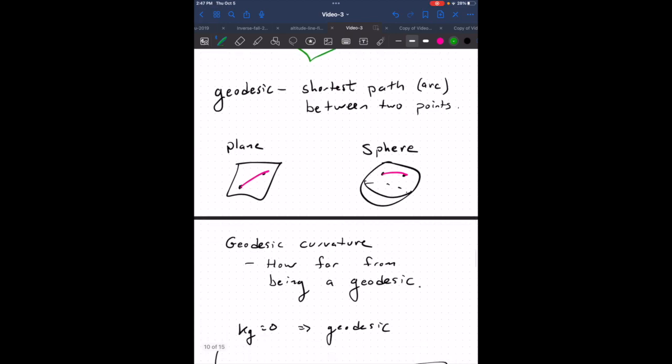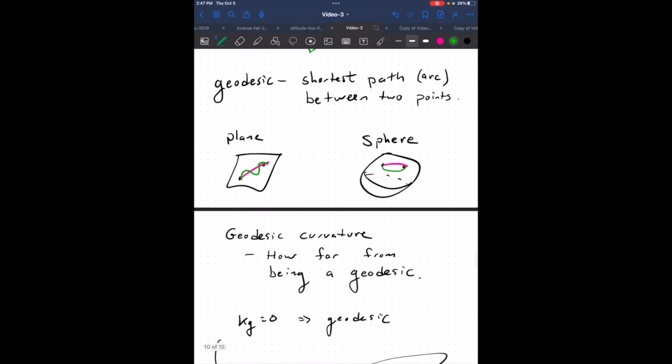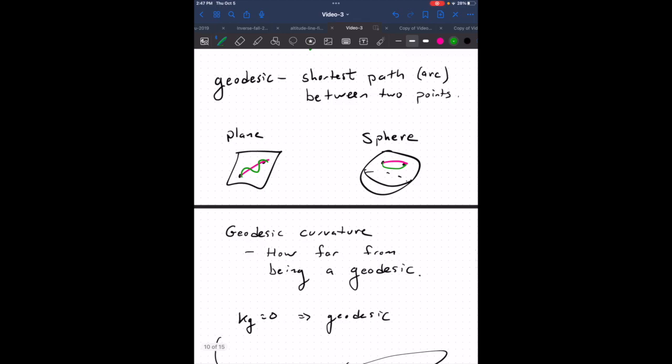And so geodesic curvature is how far is a curve from being geodesic. So if I have some curve that's not a shortest path, we want to sort of quantify how close is it to being geodesic, and that's exactly what geodesic curvature computes for us. So if geodesic curvature is 0, that tells us it's a shortest path.